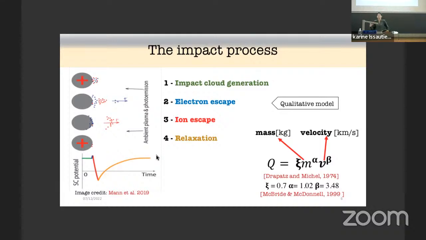It explains what is happening around the spacecraft. But what we actually wanted to do is make a quantitative model, a mathematical model that can explain this process.